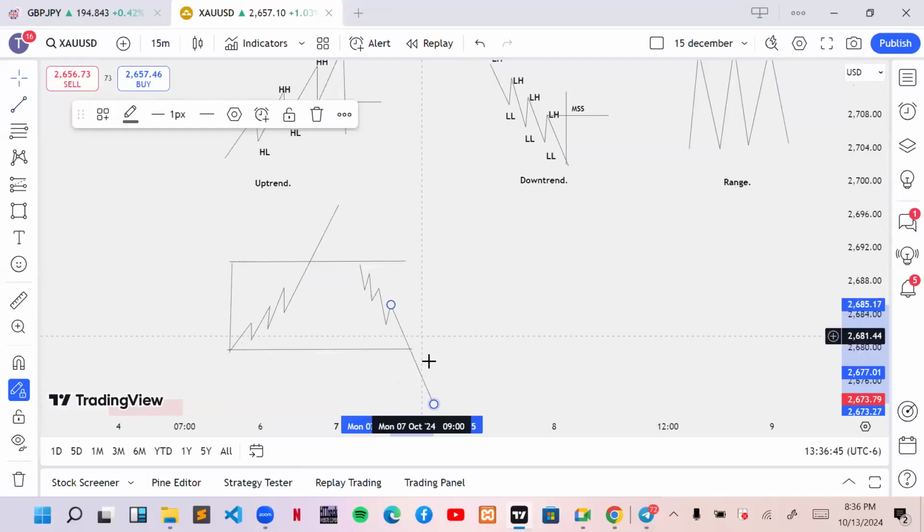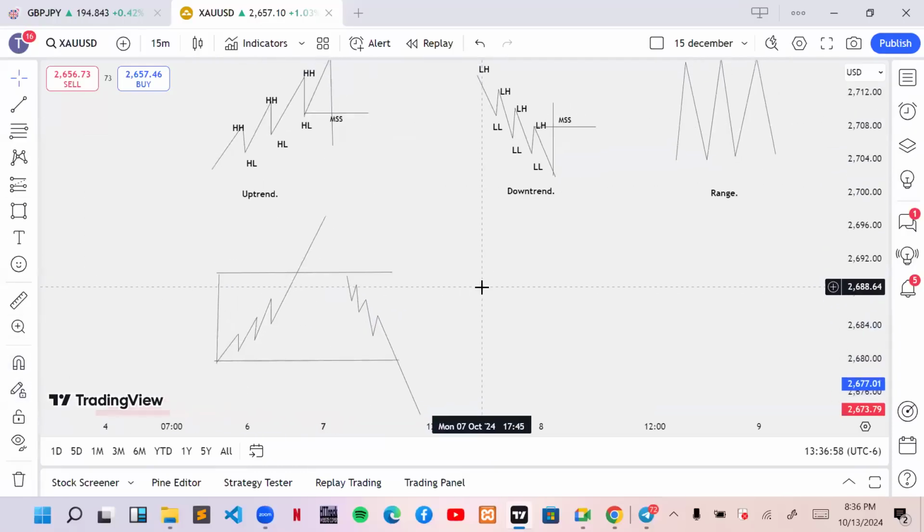If it was a market structure shift, with market being on a downtrend, what you now start looking out for is buys. But since it's a break of structure, market will break a key level, but it will still remain in that current trend it was on before. That's the difference between a break of structure and the market structure shift. These are the two things I pay attention to when I'm looking at the structure part of this strategy.